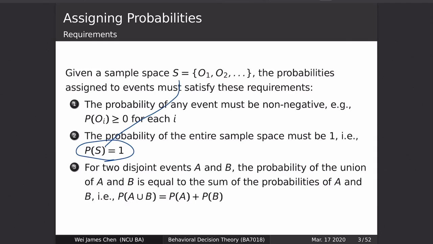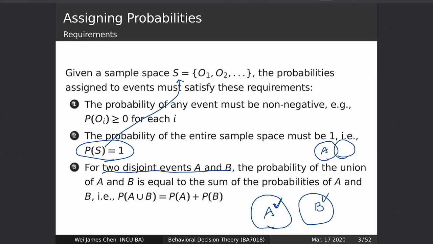And the third one is called the addition rule. For two disjoint events, A and B, and we will actually define what a disjoint event is later, but the idea, if you have heard of something called the Venn diagram, then disjoint means something like this. It means that if event A happened, then B won't happen for sure. And if event B happened, then event A won't happen. The counterexample is something like this, where it has some overlap.